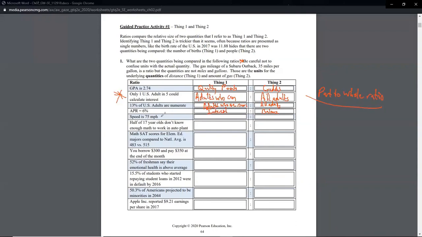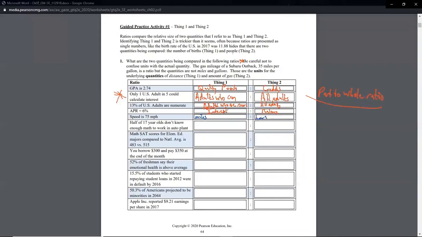Speed is 75 miles per hour. The word per means the next thing is the bottom of a fraction. It would be thing two. So one person might say, and I'll do this in blue because this is technically breaking the rule above, but your teacher says he doesn't care. Miles could be thing one, and hours could be thing two.